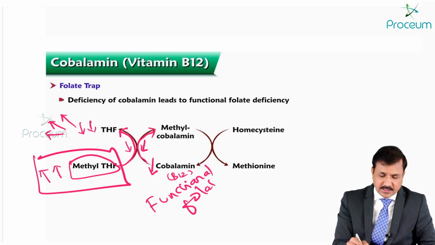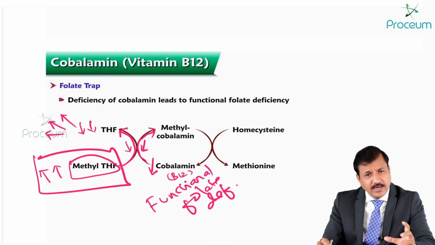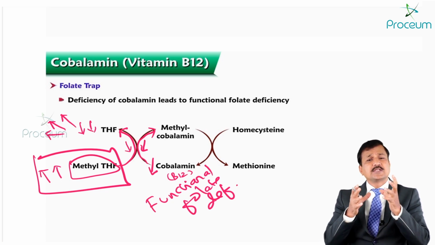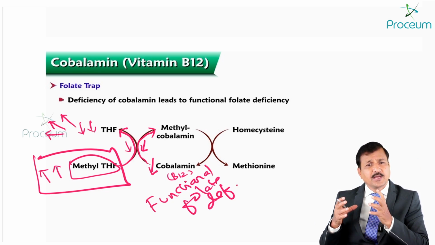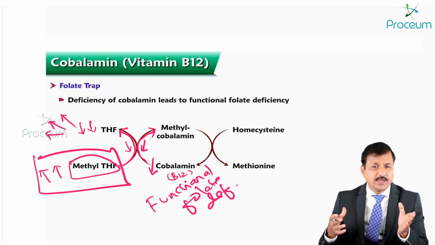Functional folate deficiency means what? Folate is there, tetrahydrofolate is there in the form of N5-methyl tetrahydrofolate. It is trapped inside the cell. It is not able to come out of that form, N5-methyl tetrahydrofolate, because cobalamin is necessary to come out of that form into free tetrahydrofolate.